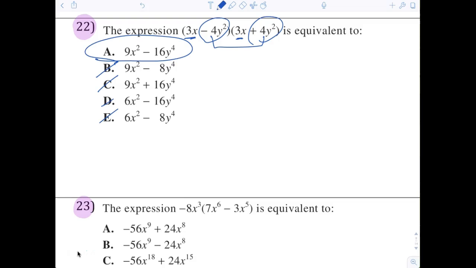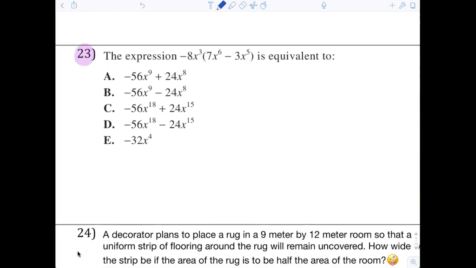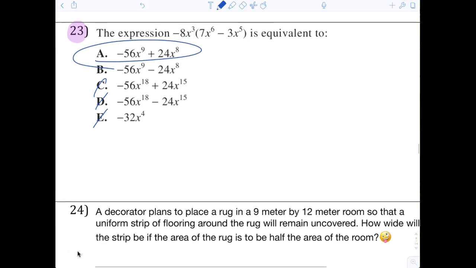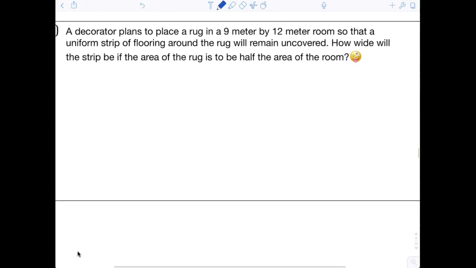All right? Here we go. 23. Everybody should be able to do that one now. You're just distributing. Somebody tell me what they got. Somebody says A. Is everybody comfortable with A? Remember, you're multiplying numbers and adding exponents. So definitely negative 56x to the 9th. So it can't be C, D, or E. And then positive 24, so it has, in fact, got to be A. All right, here we go.